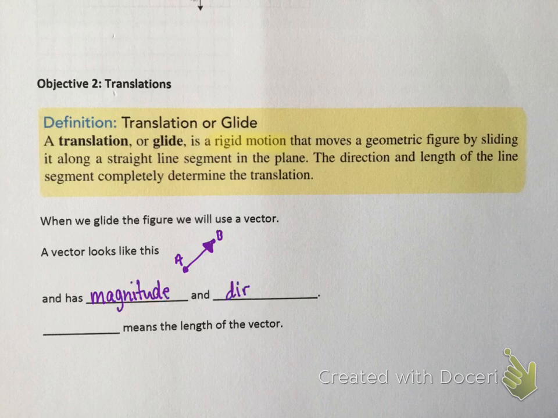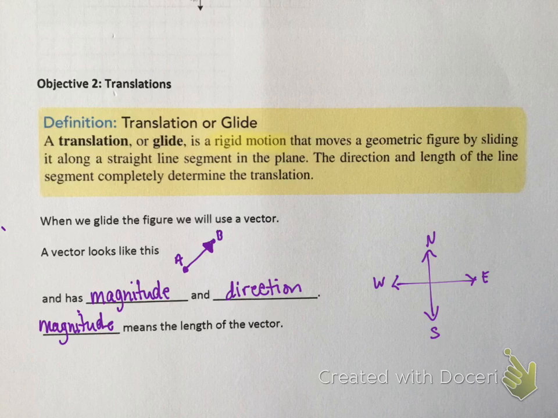and direction. Magnitude means it has length, so we can find out how long the vector is. The directions are going to be in terms of north, south, west, and east. So we can have a northwest direction, a northeast direction, a southeast direction, and a southwest direction. Okay, I'm going to stop the video here and we're going to pick up in the next video.